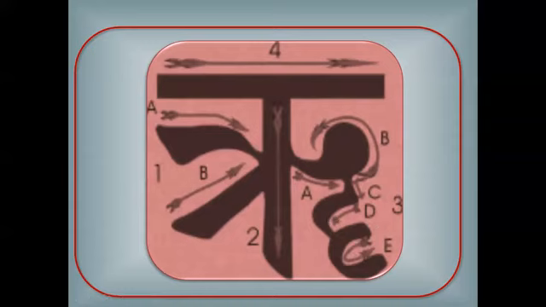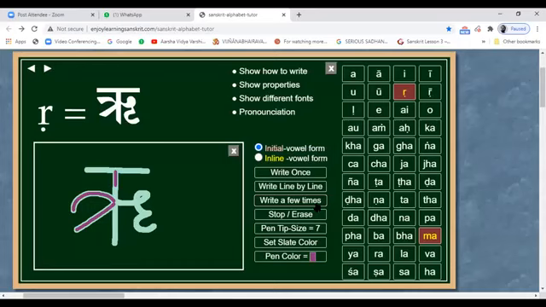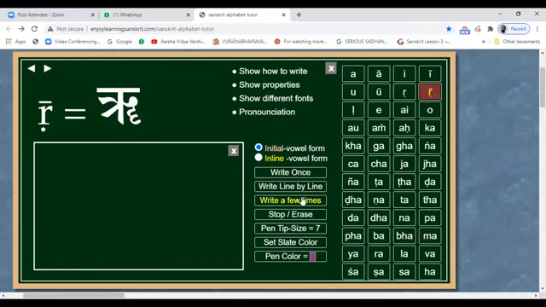So this is the longer form of R. I can show you how to write this. So this is R, the longer one. The property is same as the short one. The place of sound is the roof of the mouth. That is why the sound is called cerebral.